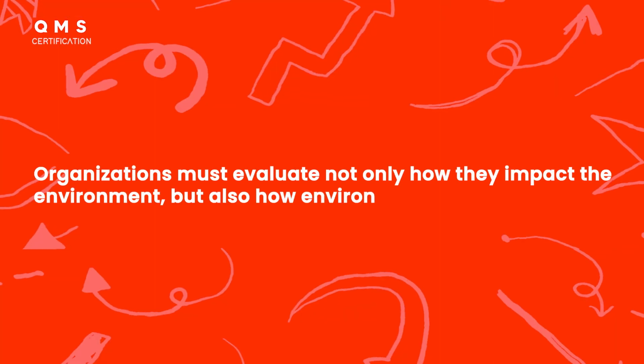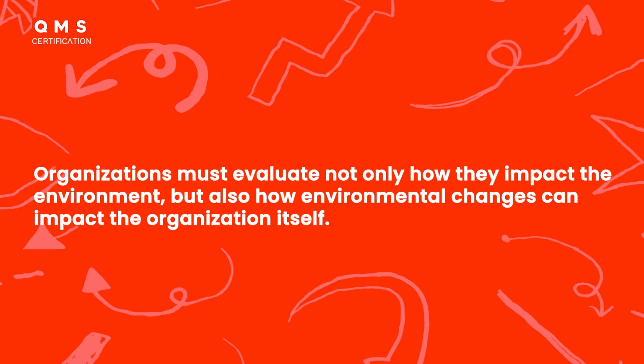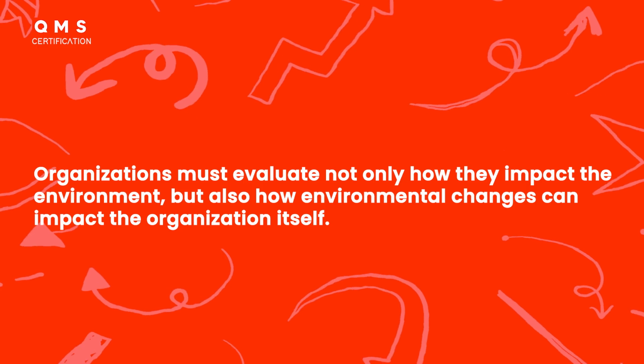Another important concept connected to this update is double materiality. Organizations must evaluate not only how they impact the environment, but also how environmental changes can impact the organization itself. For example, extreme climate events may affect operational continuity. Water scarcity may affect production capacity. Supply chain disruptions may increase environmental and operational risks. This broader perspective is becoming central to modern environmental governance.